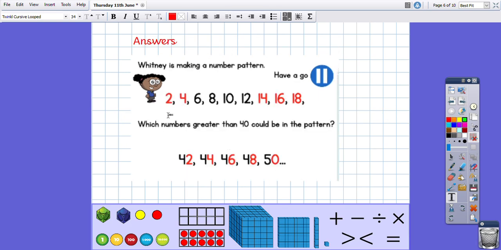And here are your answers. So you should have 2, 4, 14, 16, 18, just like I said. Which number is greater than 40? That would be continuing the pattern, but you could have had any other number greater than 40 in the 2 times table and you would be correct.